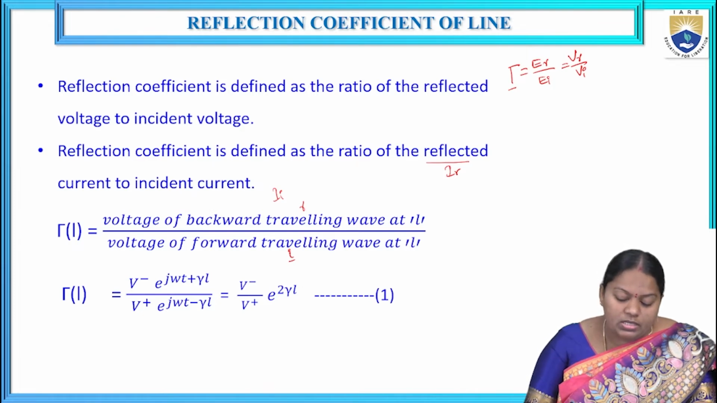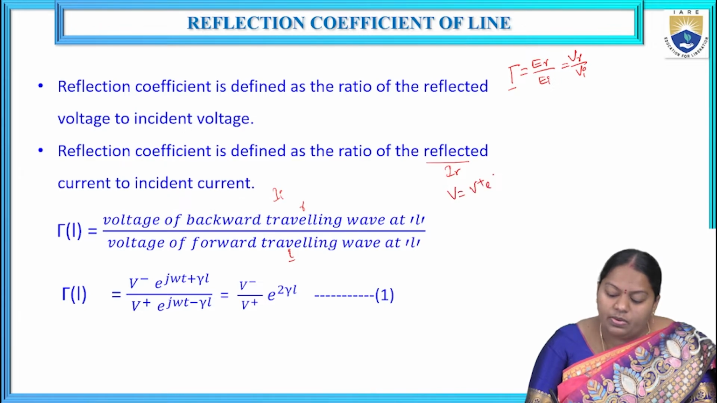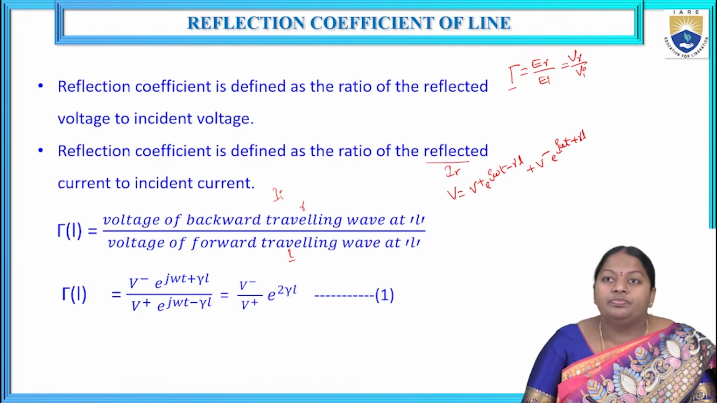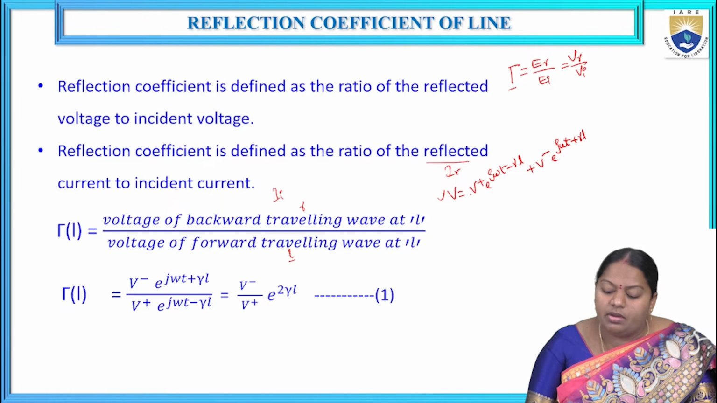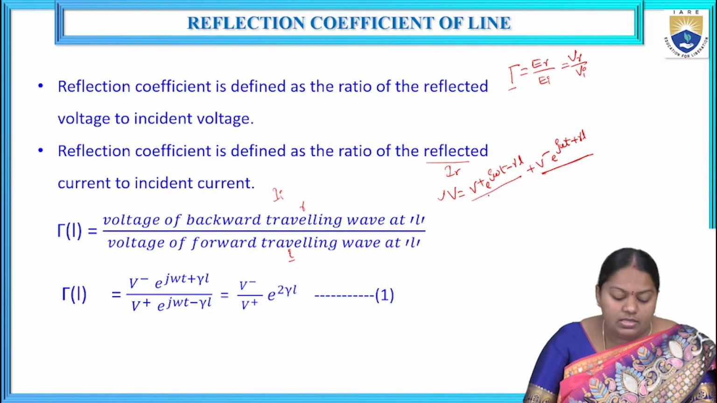Now, depending upon that, if you want to write the previous equation, V equal to V plus e power j omega t minus gamma L plus V minus e power j omega t plus gamma L. Now, depending upon this, we are going to write the voltage of the backward traveling wave, this is the term we consider for the reflected wave. And the forward traveling wave is the one related to the incident wave. Hence, gamma of L is equal to backward traveling.